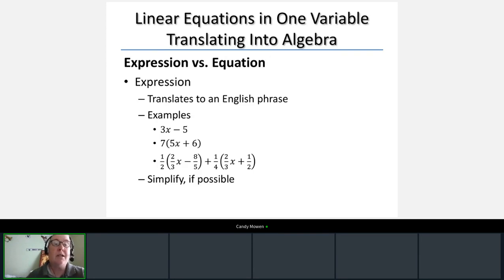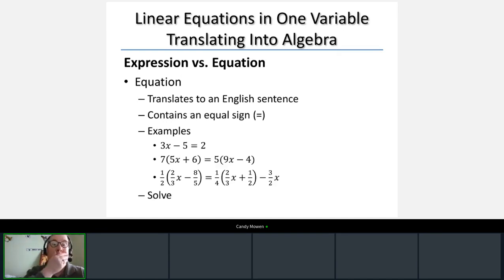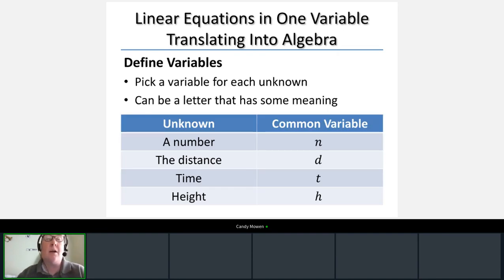An expression translates to an English phrase. Example: 3x minus 5, or 7 times the quantity 5x plus 6. Simplify if you can. If you translate into an English sentence that contains an equal sign, for example 3x minus 5 equals 2, then you solve. You have two expressions, you put them together with an equal sign, and it is an algebraic equation. It's like a sentence, but it's a math sentence.